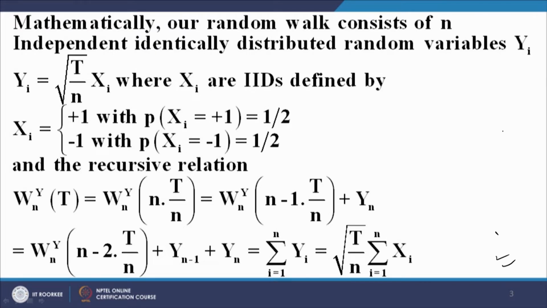So, mathematically, please note now I am talking about the y random walk. The y random walk consists of a sequence of n independent identically distributed random variables y I, where I ranges from 1 to n, where y I is equal to root t upon n times x I, and x I is distributed as follows. It can take only two discrete values: the value plus 1 or the value minus 1 with equal probabilities. Correspondingly, y I can take the values plus or minus root t upon n with equal probabilities.